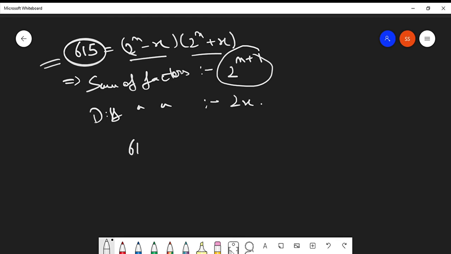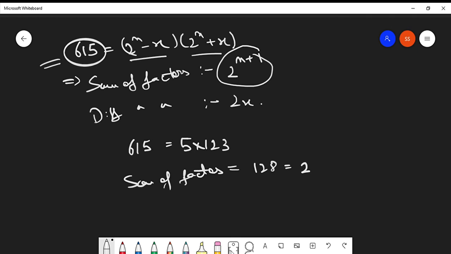So 615, after a few checks, you can easily find that it is equal to 5 into 123, and from here you can get that the sum of factors is equal to 128, that is 2 to the power 7, and that implies n plus 1 equals 7, that gives you n is equal to 6, and from here what do you get? y is equal to 2 to the 6, that is 12. Clear?